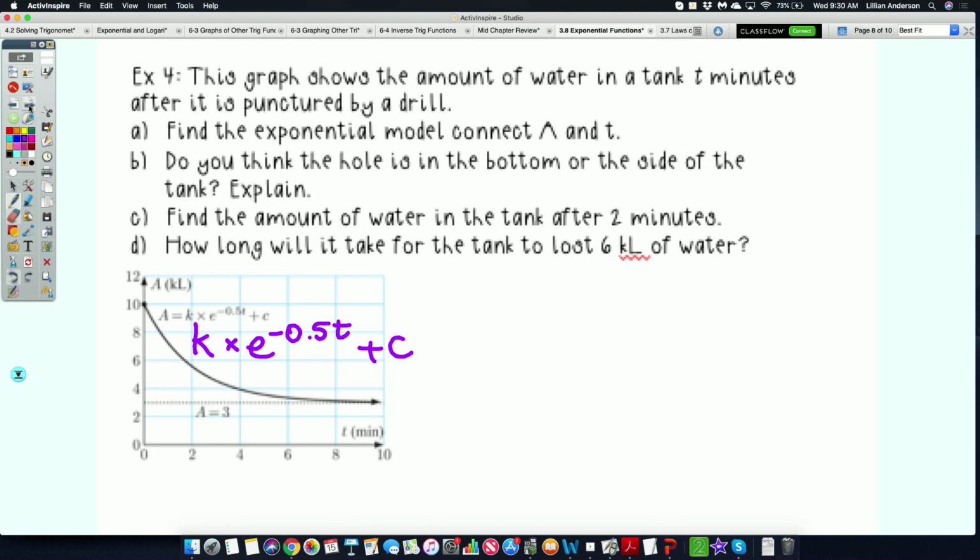In order to do that, we need to look at our graph. And we see how we have A equals 3 right here. What does A equals 3 represent? The horizontal asymptote, which is also our C in our equation. So right now we have A equals K times E to the negative 0.5 T plus 3. Your horizontal asymptote is always C. How do I find K?